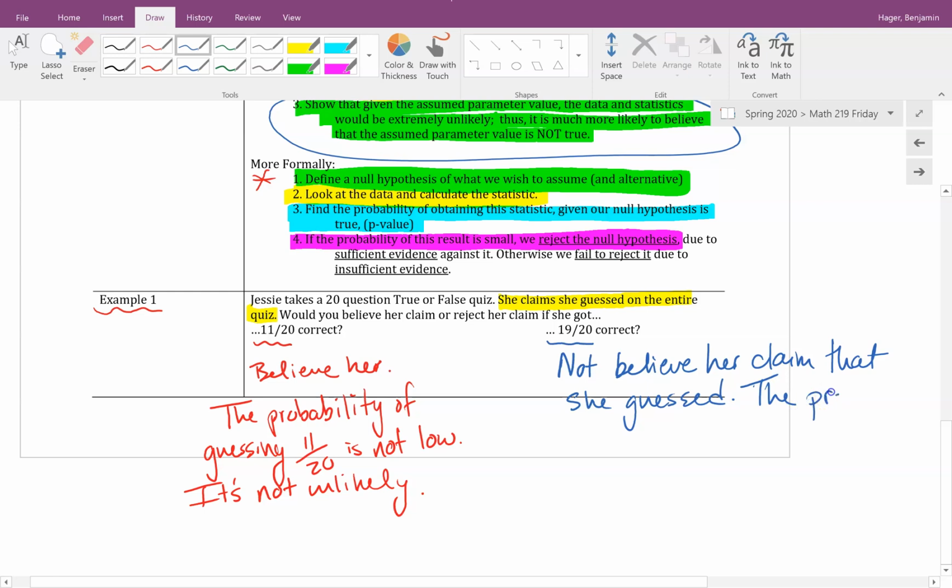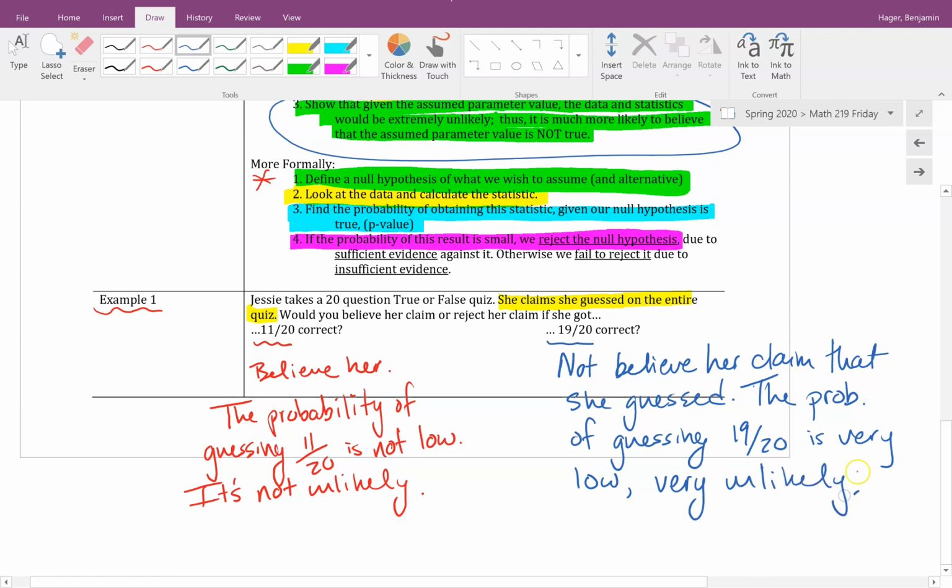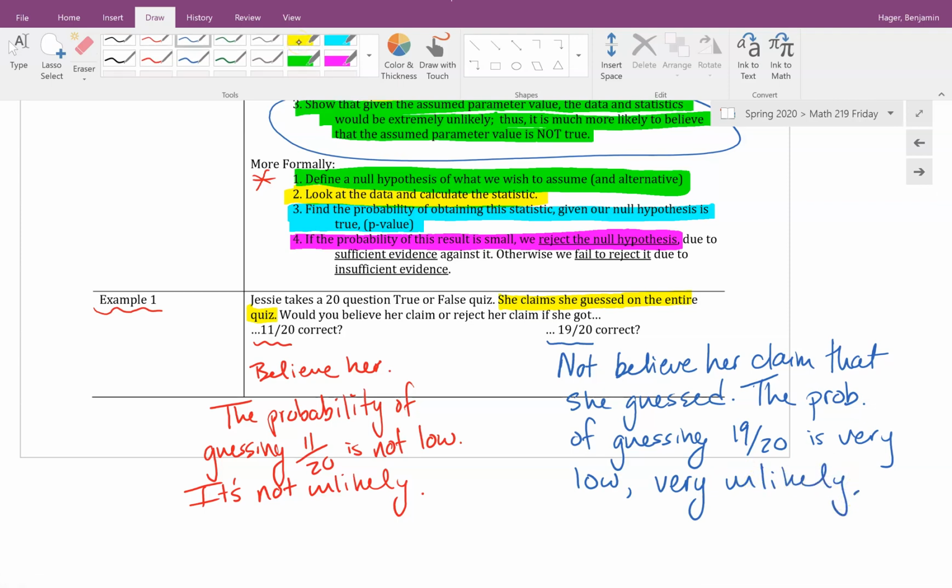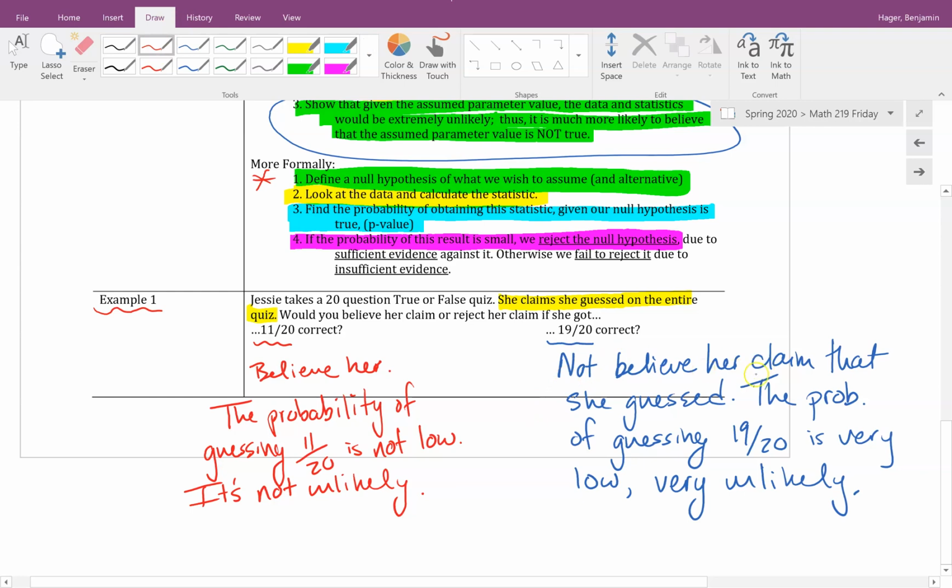The probability of guessing 19 out of 20 is very low, very unlikely. And it's so unlikely that the statistics are going to say that it's so unlikely to happen that it makes us want to not believe her. We're going to think that she didn't just guess.